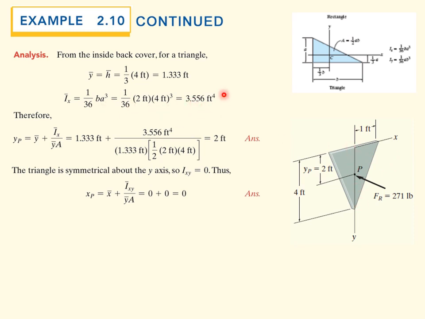So we calculate that value. We plug in the formula. We find y sub p is equal to 2 feet. And again, notice it's deeper than y bar. Since the triangle is symmetric, x sub p is 0. So the center of pressure is located here at a depth of 2 feet, and the force is 271 pounds.